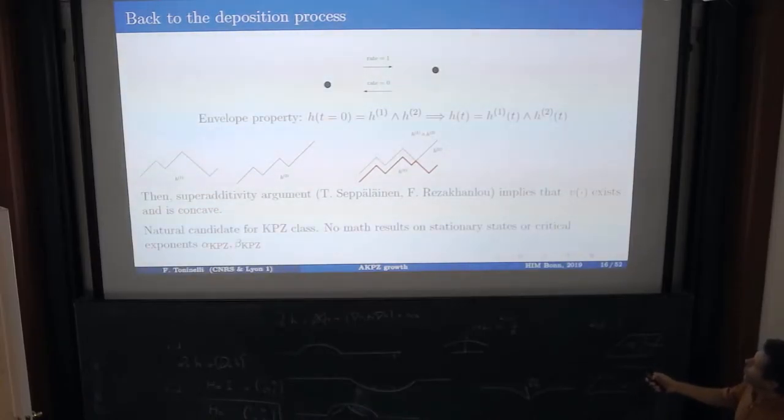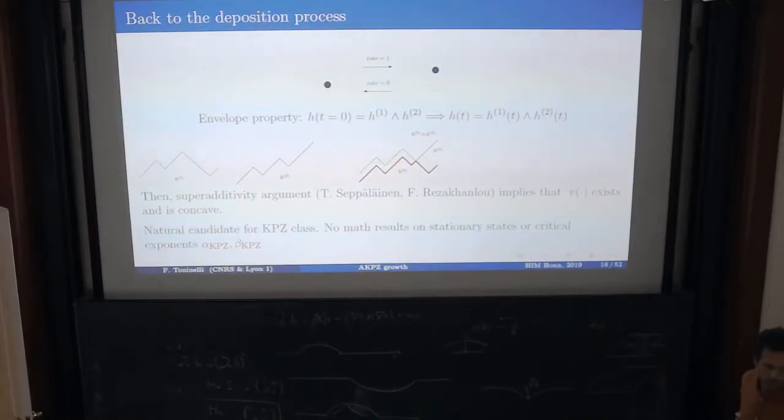And then the envelope property says that you can couple the two dynamics, started from one profile or the other, in such a way that, actually you can couple three dynamics. You have the dynamics started from profile one, the dynamics started from profile two, and the dynamics started from the minimum of the two. You can couple the three so that the dynamics started from the minimum is at every time the minimum of the two profiles. Okay? So it's something you can check. It's not hard to check for this dynamic.